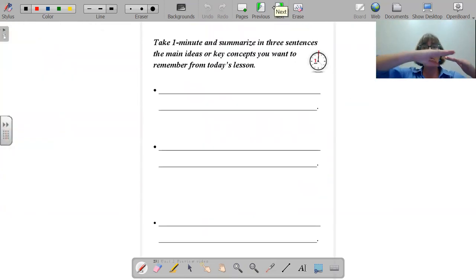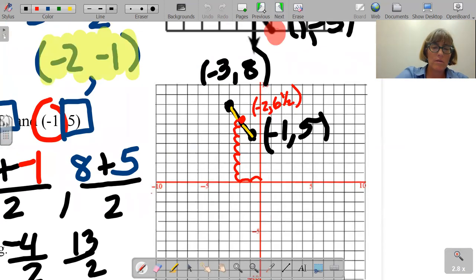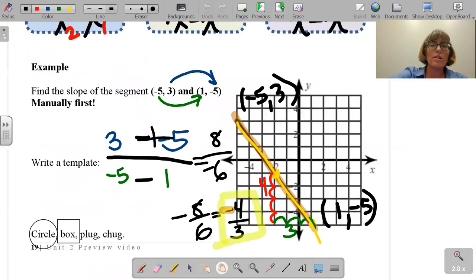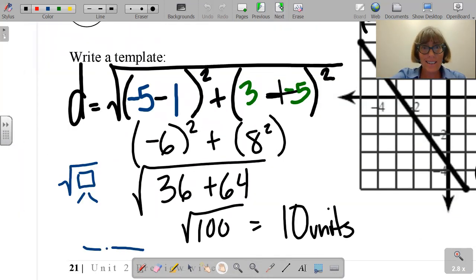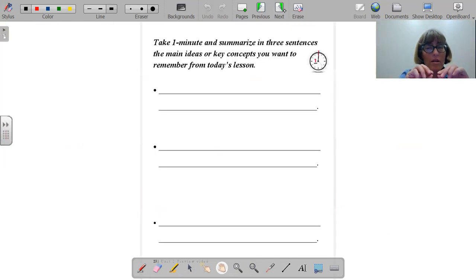Remember what we've done today? We have found the middle of a segment, we have found the tilt of a segment, and we have found the length of a segment. And we have learned the equations for midpoint, slope. This page was midpoint. This page was slope, and then distance. Make sure you take 1 minute to summarize the 3 main concepts from today's lesson.